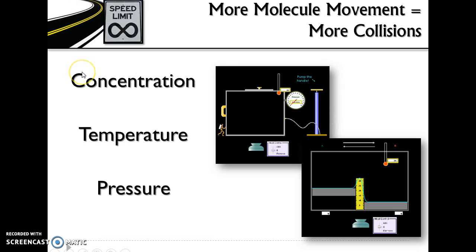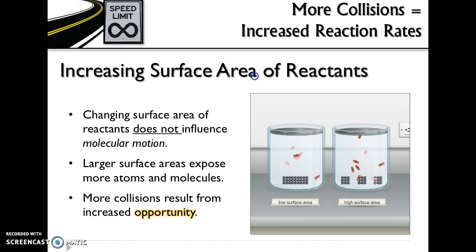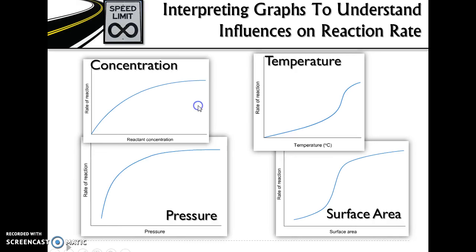So in terms of increasing reaction rate, concentration, temperature, and pressure all worked by causing more molecule movement. So they caused the molecules to move around faster, collide into each other more, and that's why the rate went up. Whereas surface area didn't really affect the molecular motion at all, and actually it just provided more opportunity for collisions. And then here's the graph for each of these.